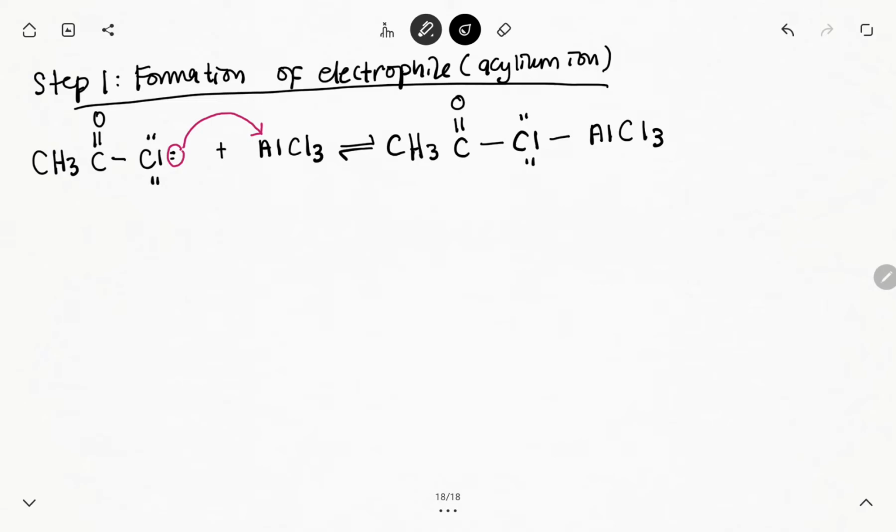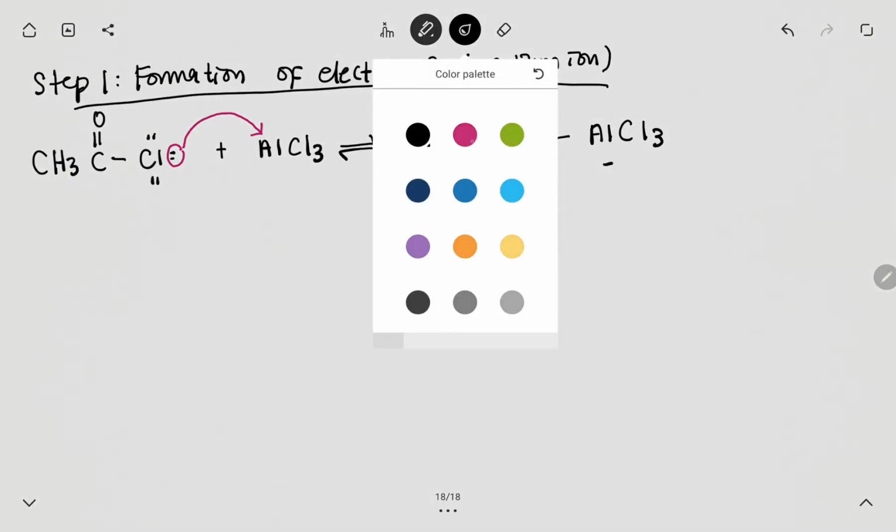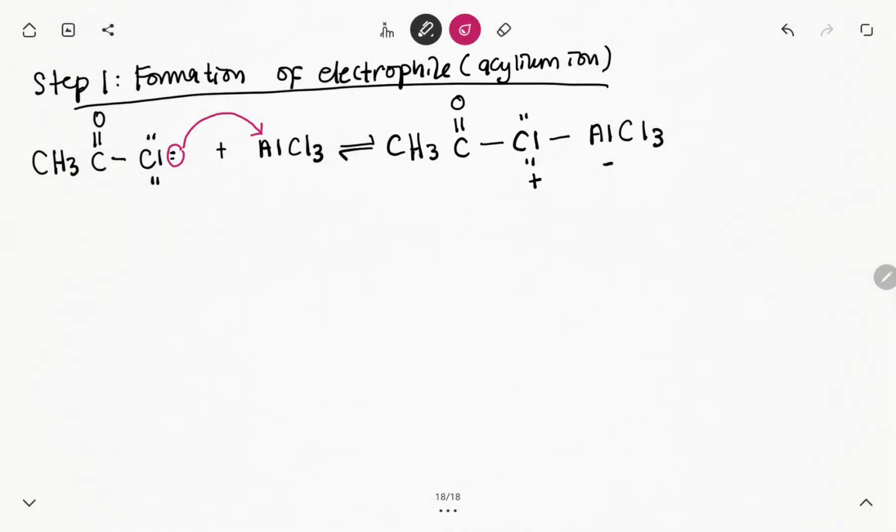When we check the formal charge for the chlorine atom, 7 minus 6 becomes positive 1, and aluminium has 3 valence electrons and 4 bonding pairs, so it becomes negatively charged. So this is a complex structure. But at this stage, we can also form the intermediate electrophile, which is the acylium ion.